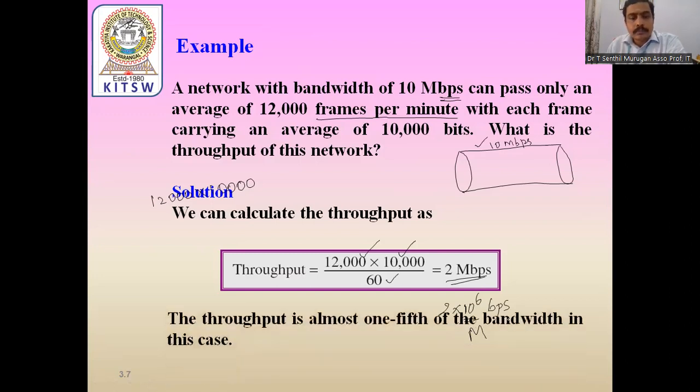Okay. The throughput is almost 1/5 of the bandwidth in this case. So 10 Mbps is possible. This channel has 10 Mbps capacity, but we are sending only 2 Mbps. So we can say simply, in your classroom, 60 benches are there. Okay, that is the bandwidth of the class. If the class students have tutorial hour, for example, a batch of only 32 students, they occupy that classroom. This is throughput. Okay.